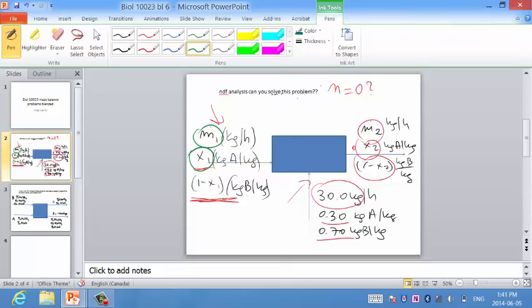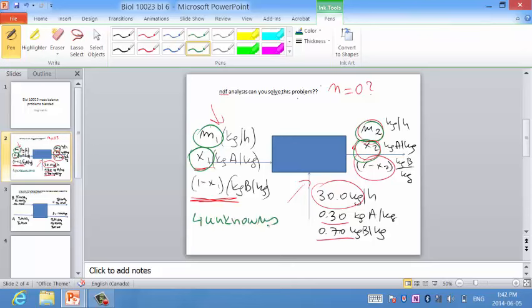The second input stream has known composition and mass flow rate, so no unknowns are related to input 2. The output stream has an unknown M2, so this is one unknown, and the composition fraction of A, kilograms of A per kilogram, X2, would be unknown. So we have 4 unknowns.